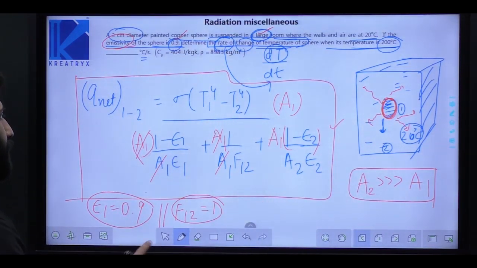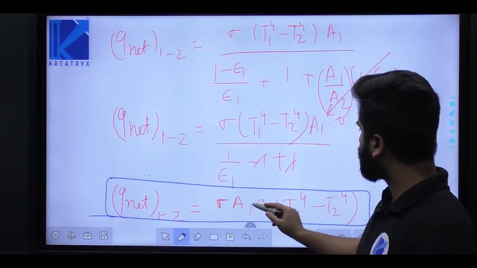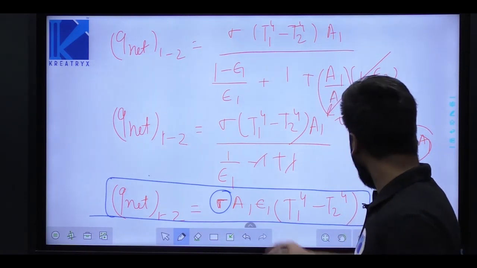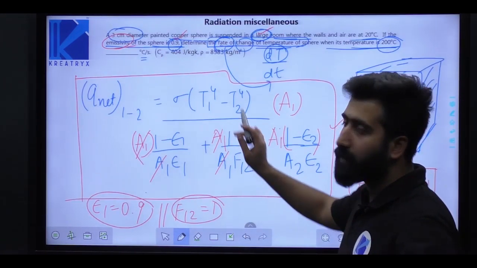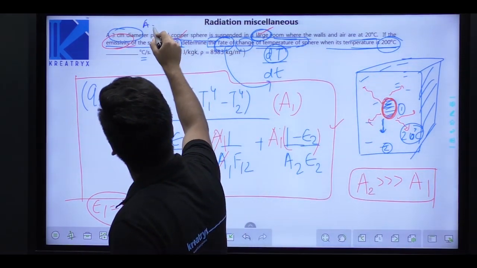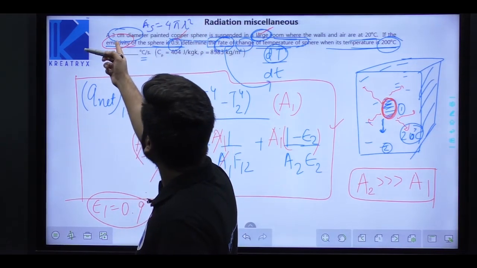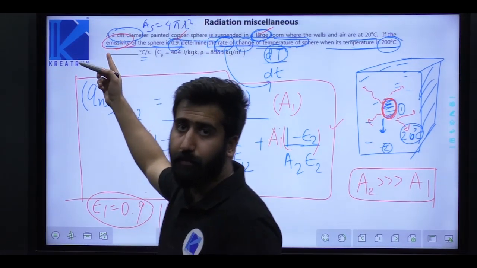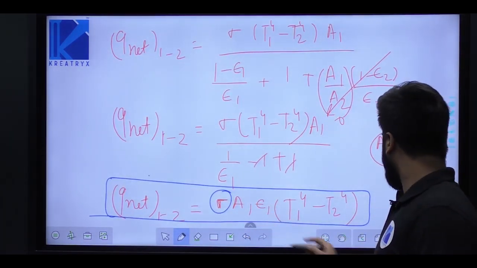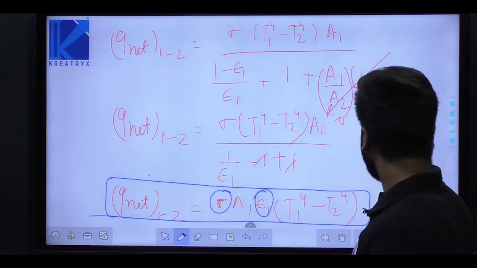So now every data is given to you. This sigma is 5.67 times 10 to the minus 8. A1, the area of the sphere, we can find by 4 pi r square. Remember, this is the diameter, so r will be 1.5 centimeter. Put it in meters. Epsilon 1 is 0.7. No, 0.9. This is 0.9. T1 is what?